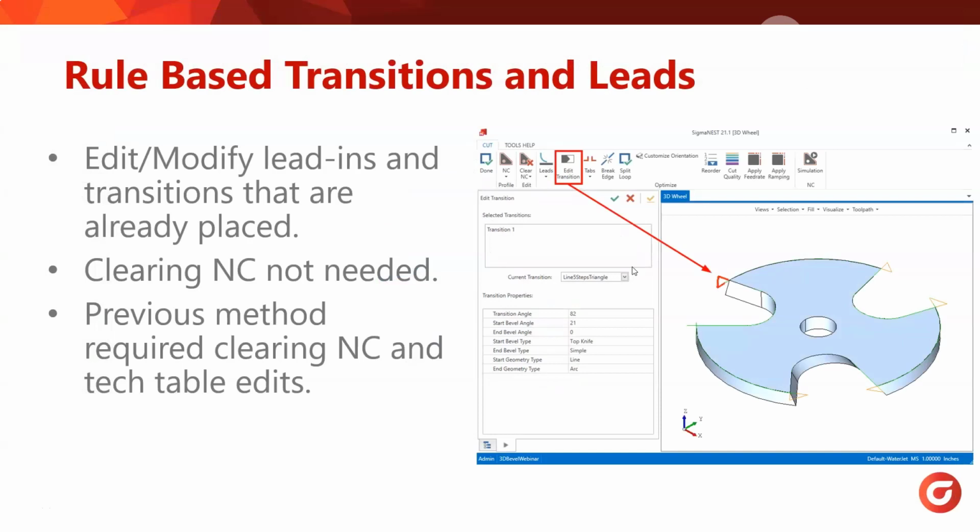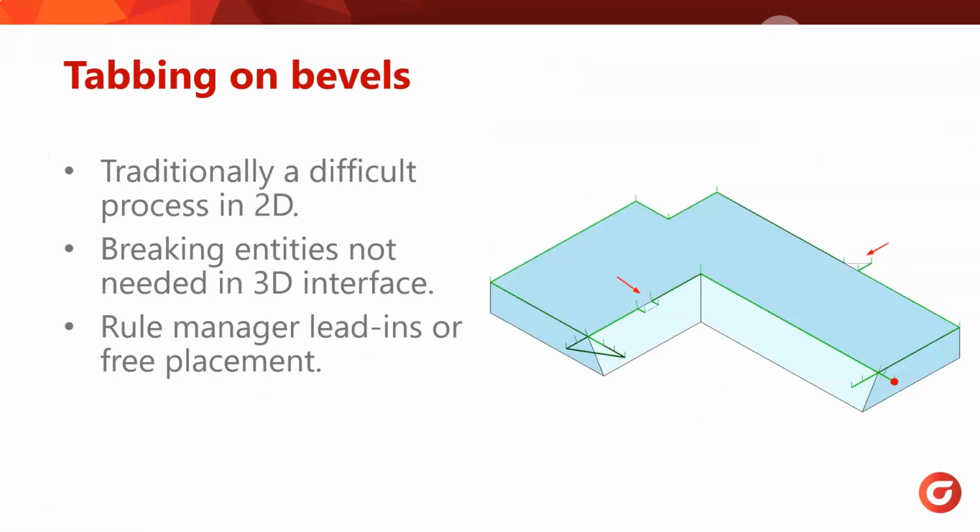All right, so I'm going to move on to the next section here. Tabbing with bevels. For those of you who have beveled with the 2D interface, you'll know that it's quite a process to add a tab to a bevel. One of the things you'd have to do is break the geometry into segments, then bevel everything except for that segment, which could be a pretty tedious process, especially when you have a lot of parts.